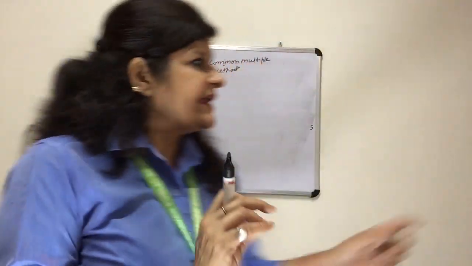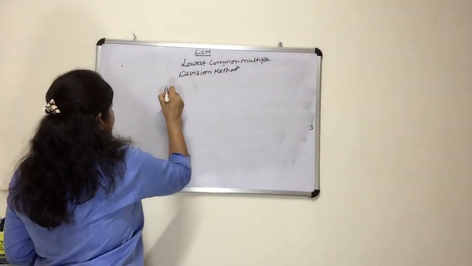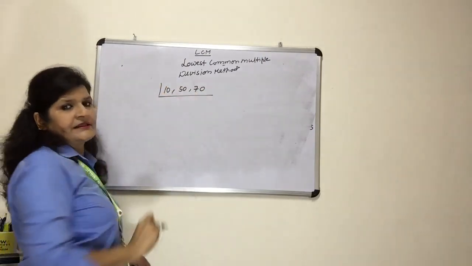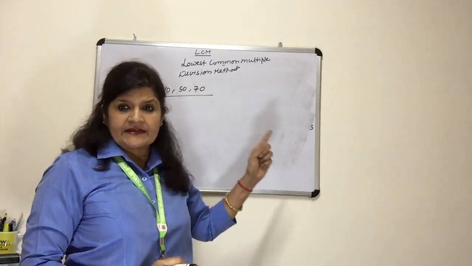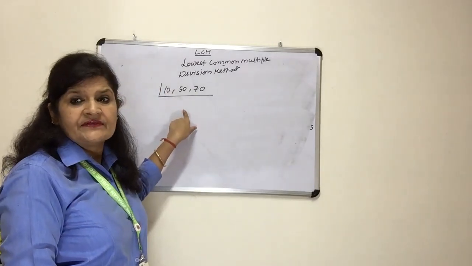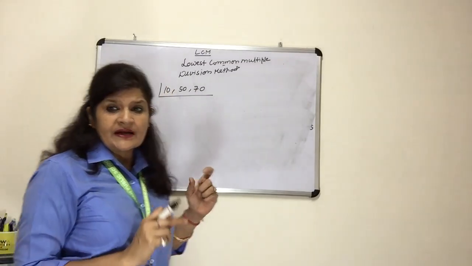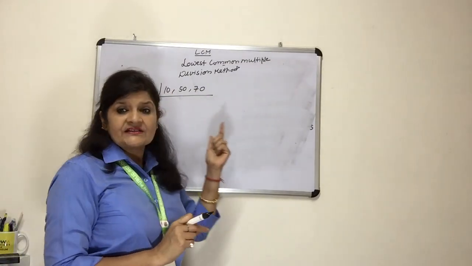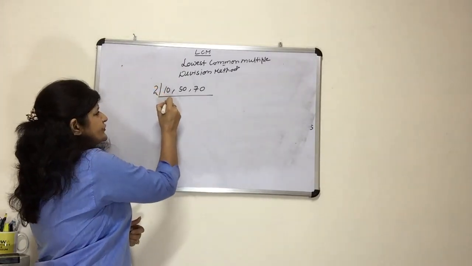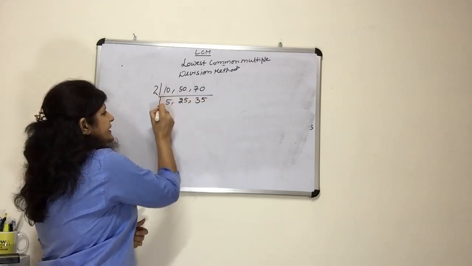Suppose 10, 50 and 70. So there is a sum: 10, 50 and 70. We will write all three numbers all together. It is not like the HCF. In HCF, we did the division one by one. But here, all three numbers we will write together. Now we have to choose a number by which we can divide all three numbers, or at least two numbers. So I feel like 2. So 2 5s are, 2 2s are 4, 2 3s are 6, 2 5s are 10.